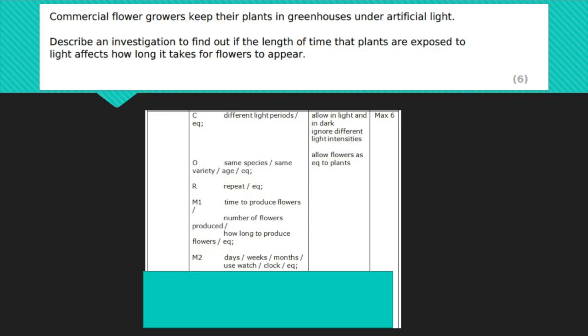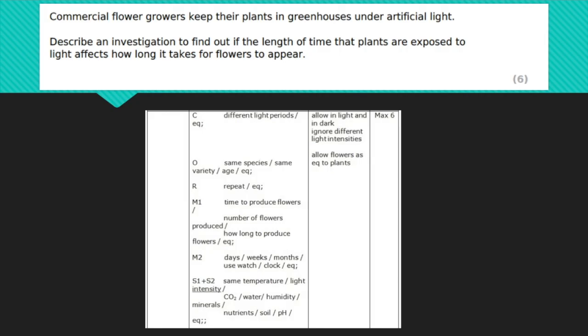S stands for standards, so it's the things that you're going to keep the same other than the things that are the same about the species, and the things that you think would also affect the dependent variable. So here, temperature, light intensity, carbon dioxide, water, humidity, minerals, nutrients, the soil, pH, lots of different options, all other things that might affect how long it takes for flowers to appear.